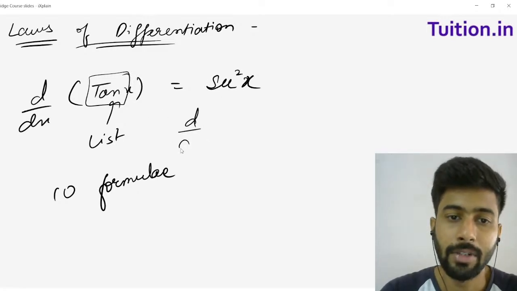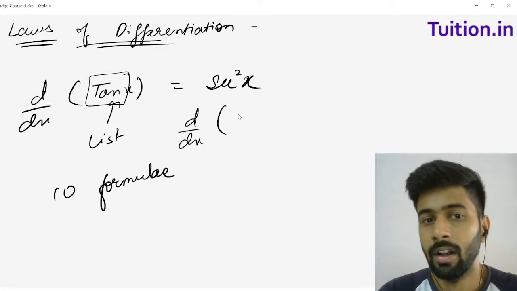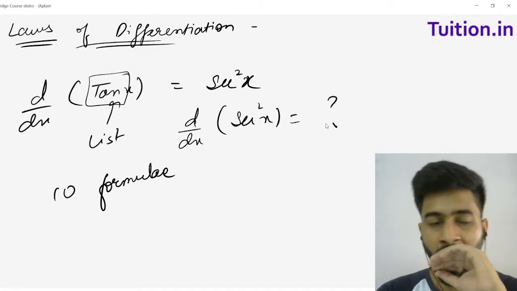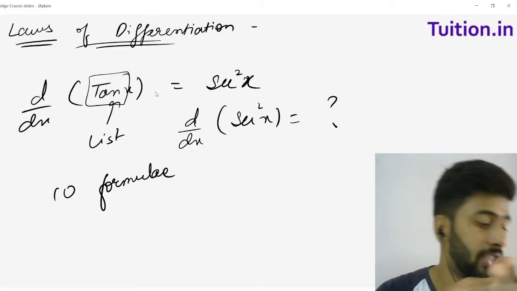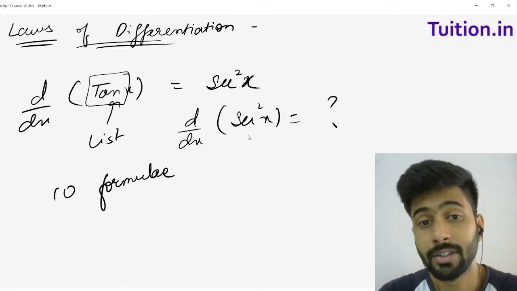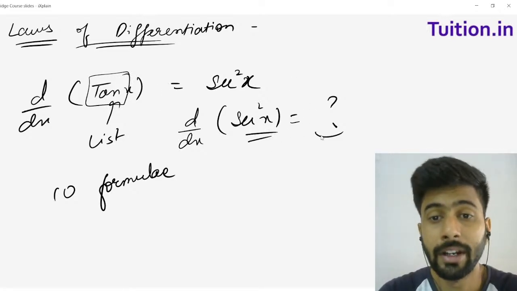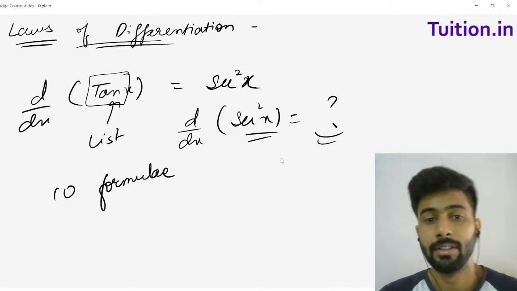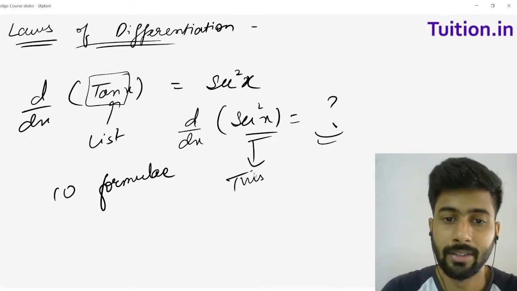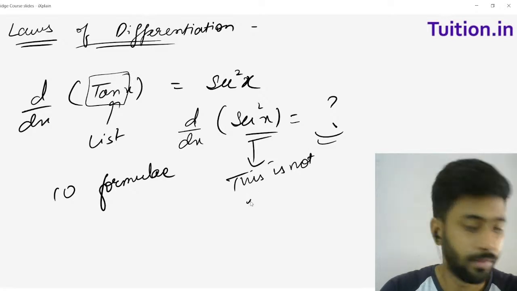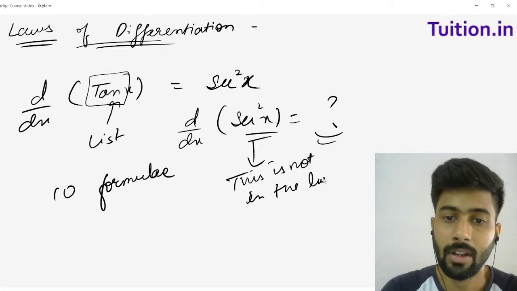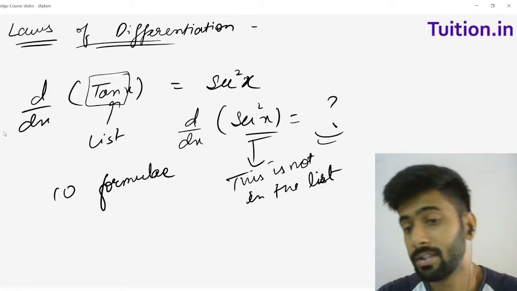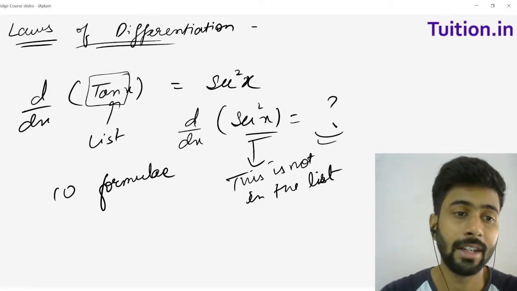But if I ask you d by dx of secant square x, you differentiate tan x, you get secant square x. But if you differentiate secant square x, what do you get? Then you won't be able to answer this because this is not in the list. What list am I talking about? The list of formulae that I gave you in the last class.